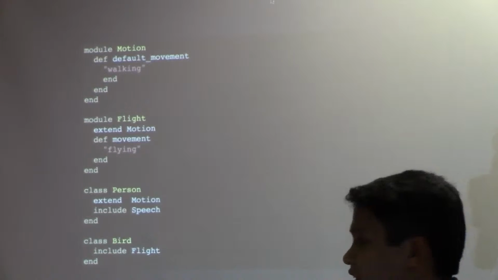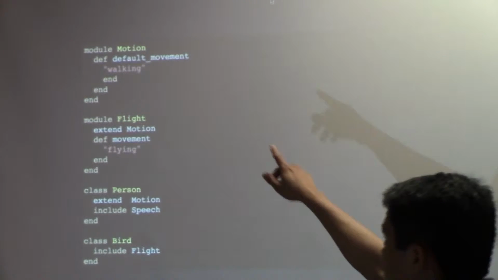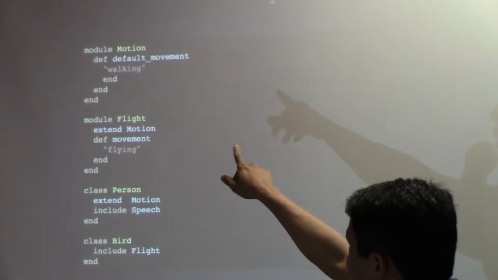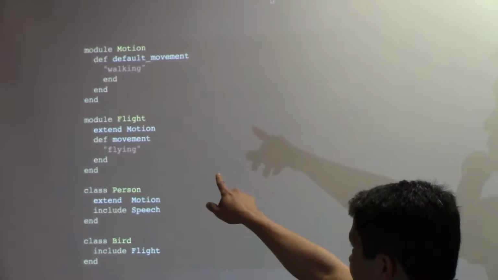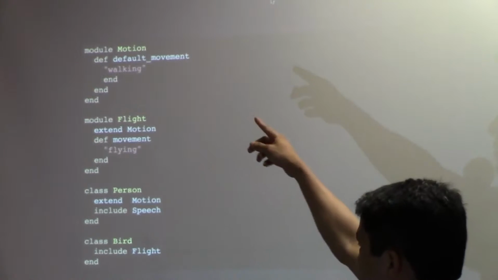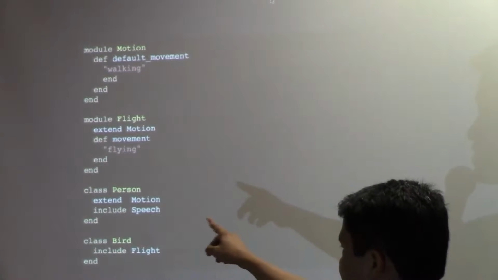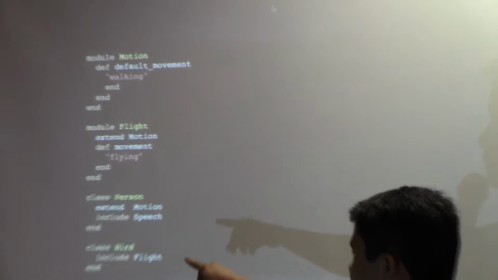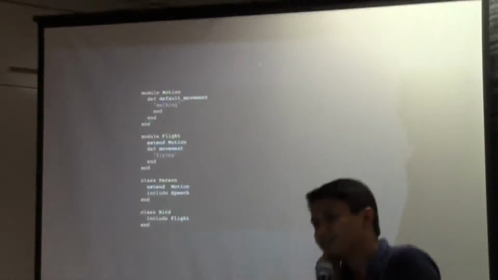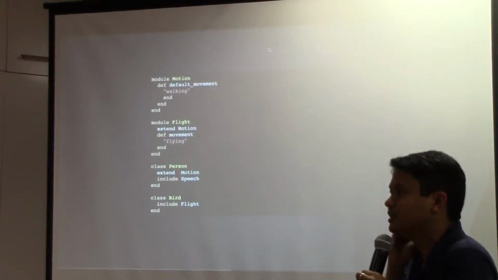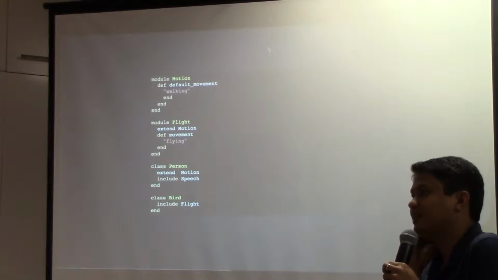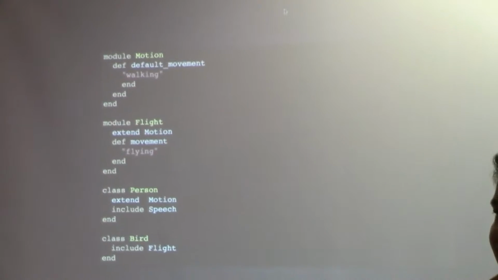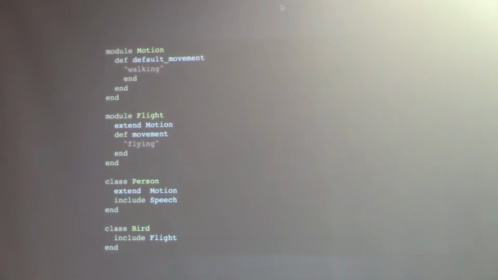Okay, so we have here two modules and two classes. We have module Motion. It has a method called default_movement. Module Flight, which extends Motion. Person, which extends Motion. And Bird, which includes Flight. I find that when I try to reason about code, one of the more effective techniques is to write quick code snippets or small tests for it.